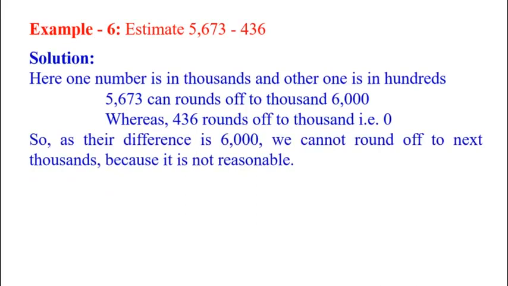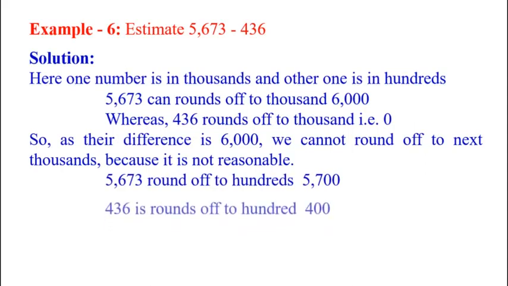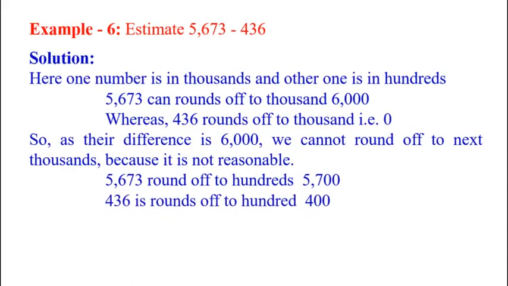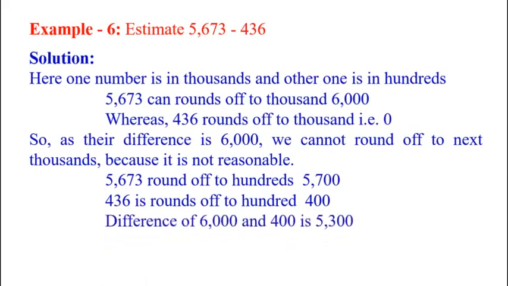So as their difference is 6,000, we cannot round off to the nearest thousand because it is not reasonable. So 5,673 rounded off to hundreds is 5,700. 436 rounds off to hundreds, that is 400. Then the difference of 5,700 and 400 is 5,300. This is the answer.